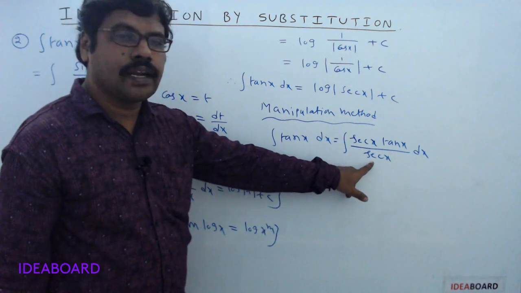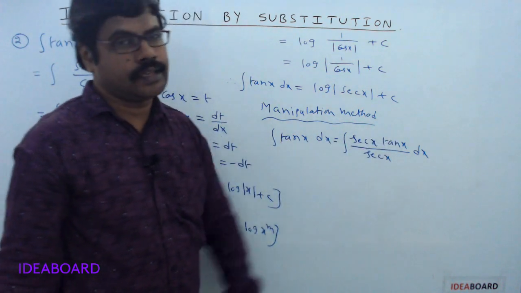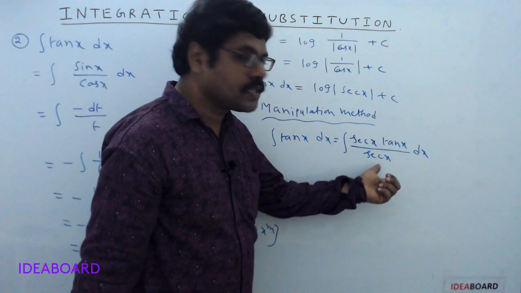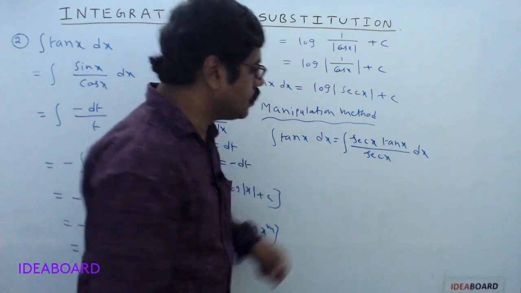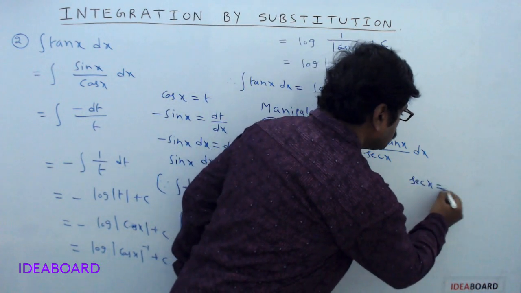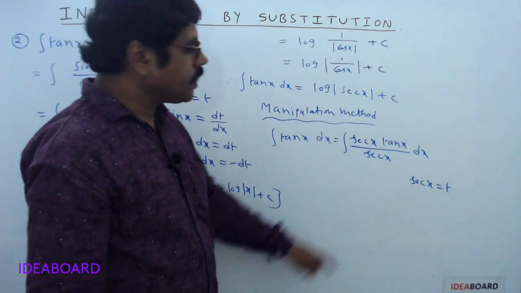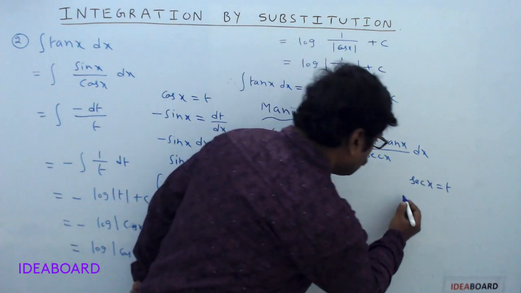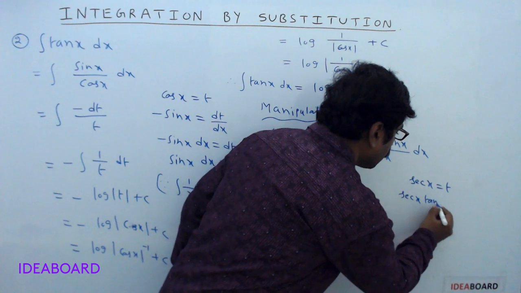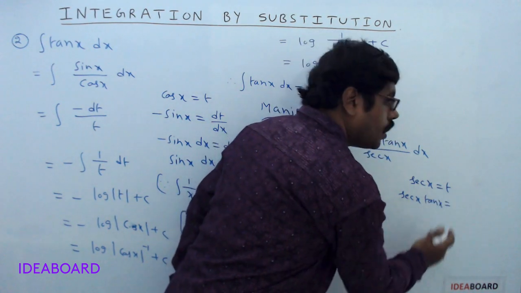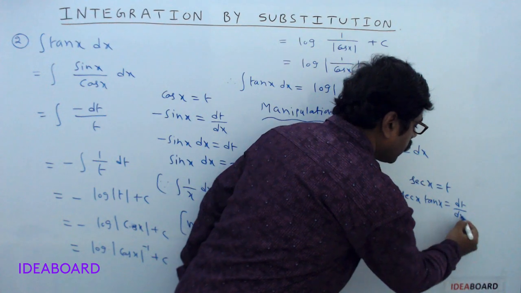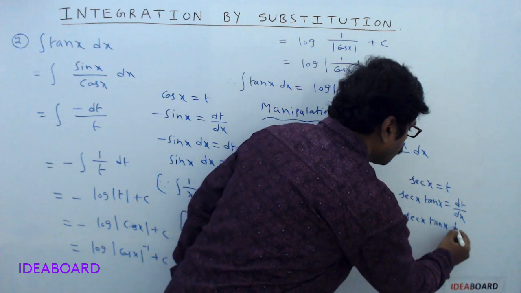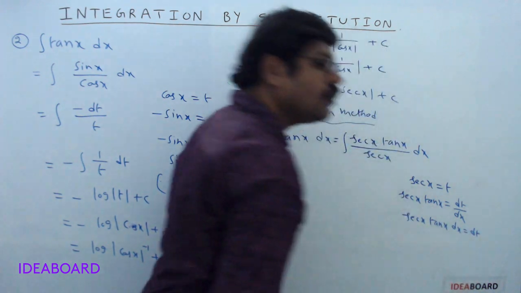What is the derivative of secant x? Secant x into tan x. If you take the substitution secant x as t, then this function is easily integrable. So take the substitution secant x equals t. Differentiate this equation on both sides with respect to x. You see secant x into tan x equals the derivative of t with respect to x, dt by dx. So from this, secant x into tan x into dx equals dt.